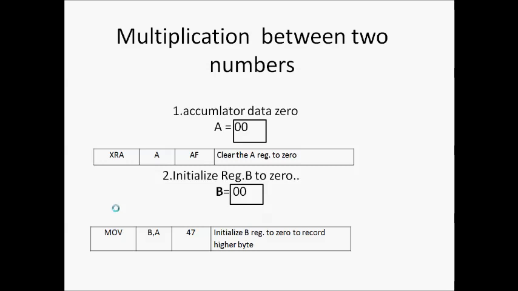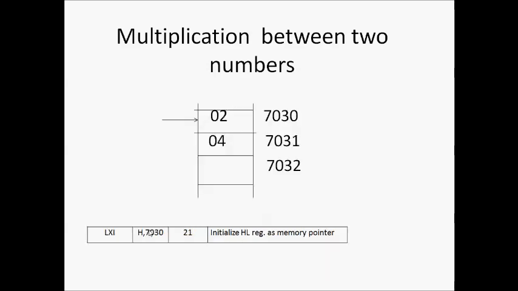In the multiplication program, first we need the accumulator content to be 00. The instruction is XRA A. Next, initialize register B to 00 with the instruction MOV B,A, which means the accumulator content 0 is moved into register B. We are going to the next slide.